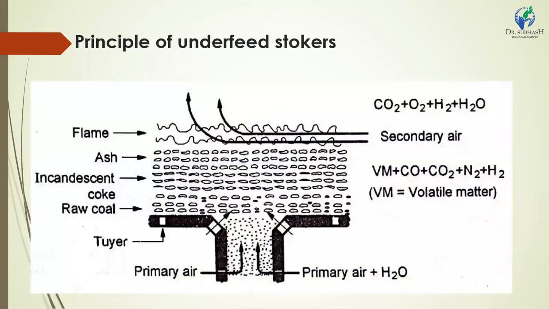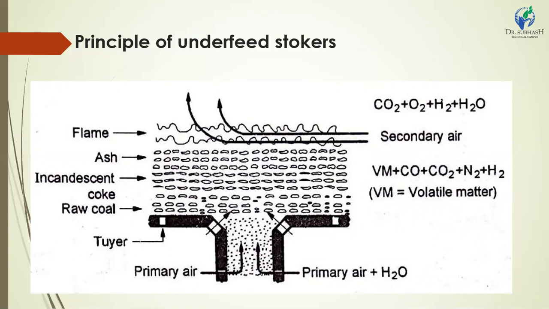underfeed stokers. In case of an underfeed stoker, coal is fed below the grate, and primary air comes first in contact with raw or we can say green coal. The point of air admission is above the point of coal admission, and fuel and air move in the same direction. So in the principle, we will see the figure. The figure shows the operating principle of an underfeed stoker.